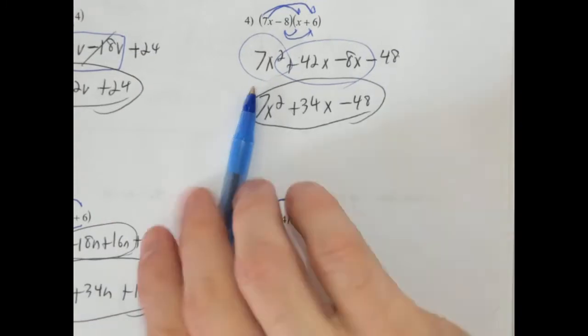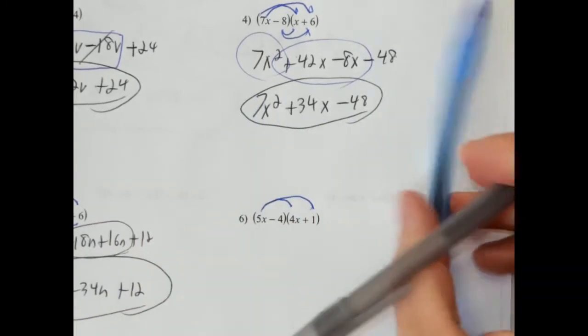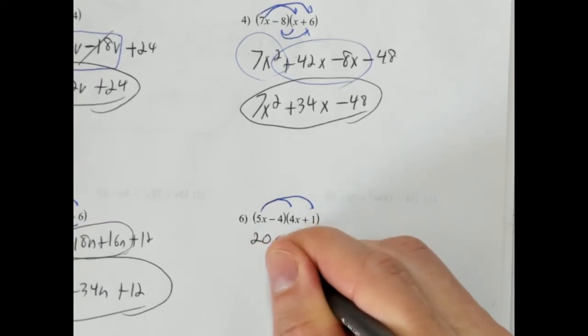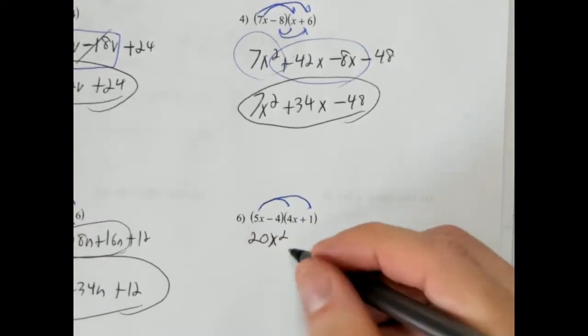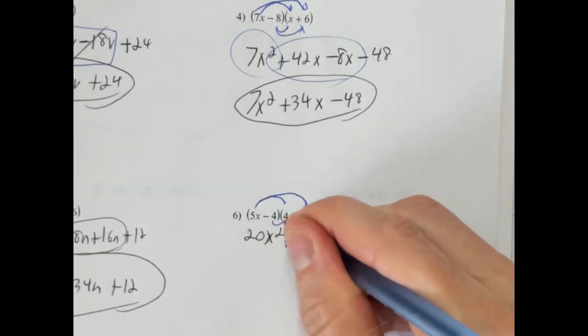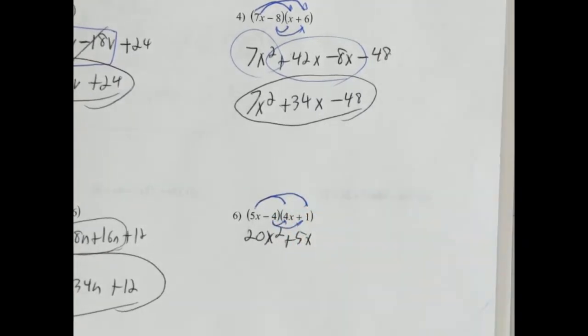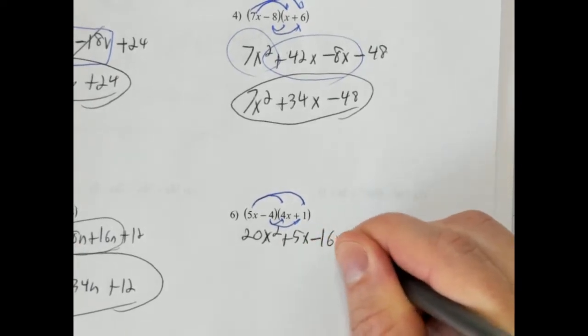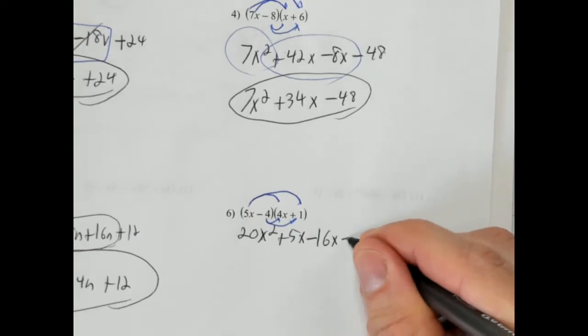Alright, so we got 5x times 4x, which is going to be 20x squared. Then we have 5x times 1, which is plus 5x. We're going to distribute the negative 4. So negative 4 times 4x is negative 16x. And negative 4 times 1 is negative 4.